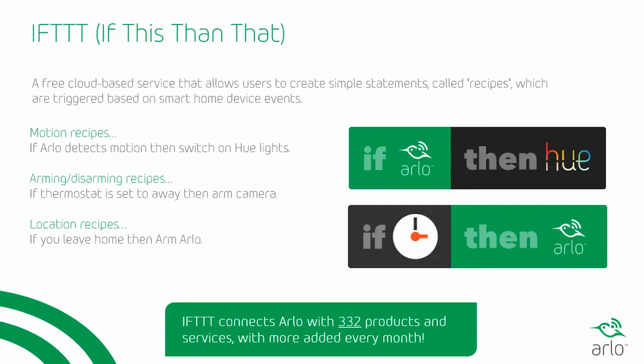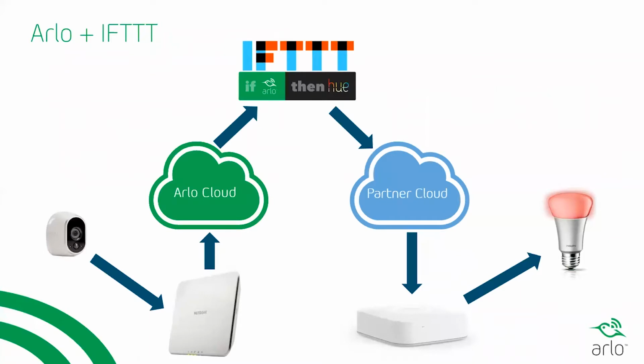And the number of products keeps expanding every single month. Currently there are over 330 products out there that IFT supports that tie Arlo into it. So going back to that cloud-to-cloud picture, Arlo detects motion, goes into a base station up to the Arlo cloud, and that acts as the IFT part. IFT then goes, okay, we just got the signal in from Arlo. We're going to translate it over to the Philips language, and it sends it down to the Philips Hue control box or hub, and then that goes out to the light bulb and causes it to blink or turn red or whatever it is that you wanted it to do.